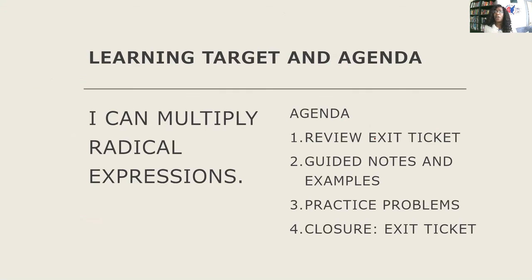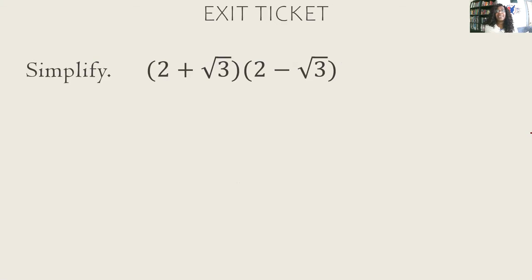Yes, you can. We reviewed the exit ticket from last time. We definitely did some guided notes and some examples, and we did 2 practice problems. So let's get with that exit ticket. For the exit ticket, you just have one problem, and all I want you to do is multiply. Think about what we just did. So we have 2 plus the square root of 3 times 2 minus the square root of 3. So give it a try.